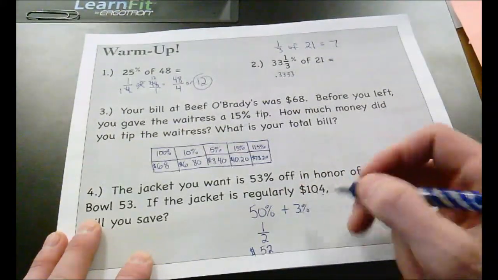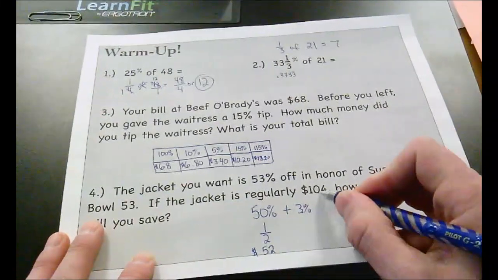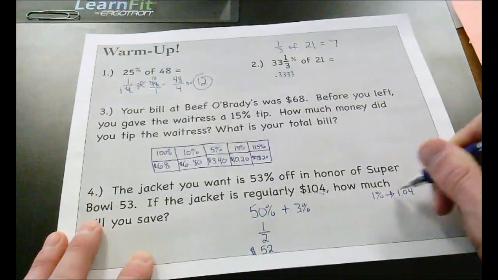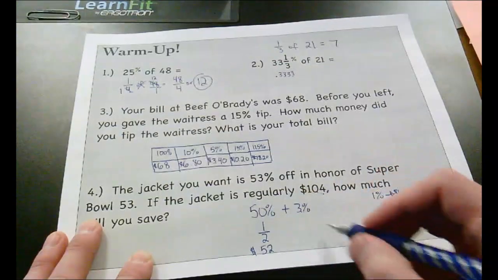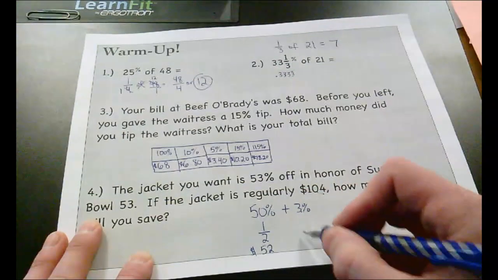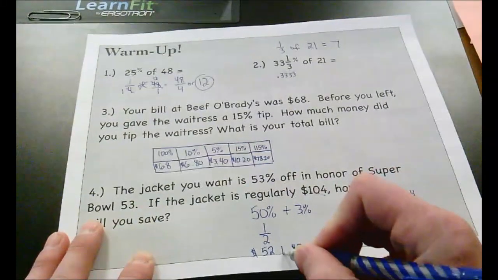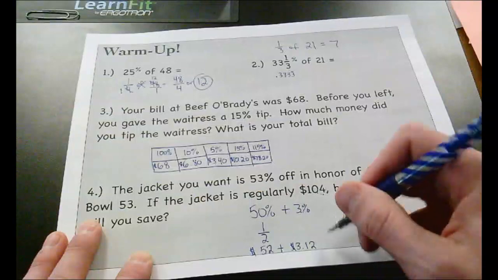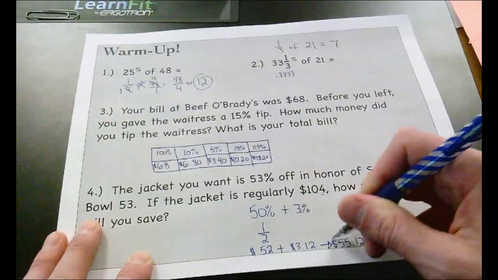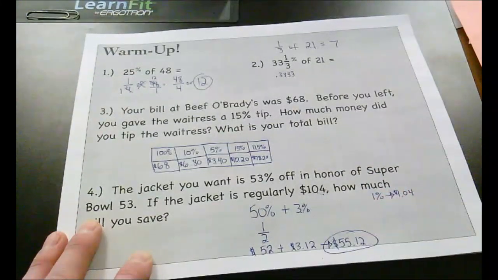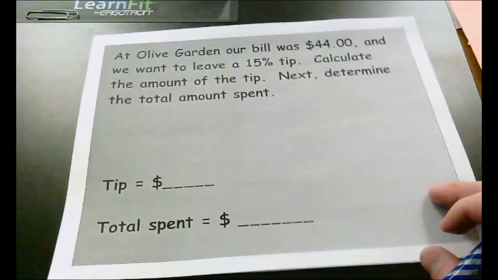Then 3%, well, I'm going to go over here and just calculate what's 1%. Well, move the decimal twice, you get $1.04. If I know that I have 3 of these, I'm going to have to multiply $1.04 times 3, and you're going to get $3.12. So if you're adding this across, you're going to end up with $55.12 as a discount. So $55.12. And we're going to skip that one, go here.